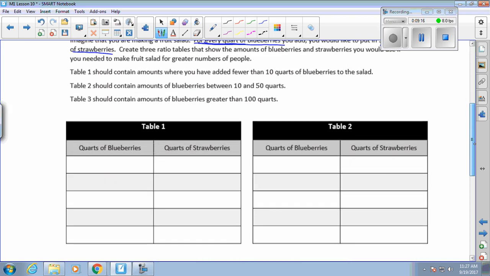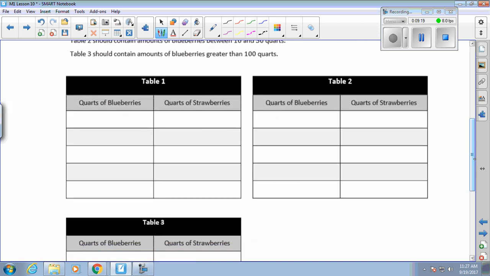Let's go ahead. The first table has to have fewer than 10 quarts. So let's just do 1, 2, 3, 4, and 5. All right. So let's talk about the quarts of strawberries. This was based on the ratio of 1 quart of blueberries had how many quarts of strawberries? 3. 3, very good. So we're going to use that ratio to scale these up. So what would the next box be? Tori? 6. Very good.